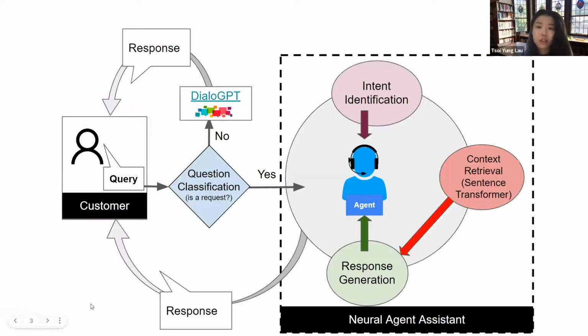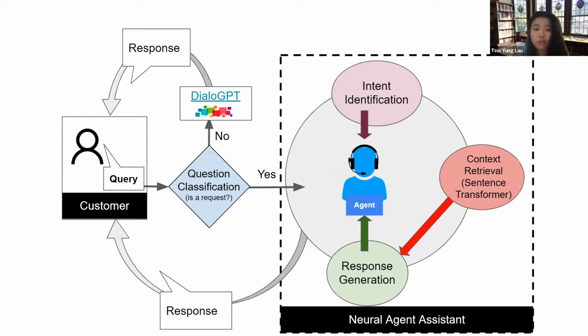So to start off, what exactly is Neural Agent Assistant for customer support? The idea is that we want to have a better understanding of the customer's questions during a conversation. At the same time, as an agent, we want to provide some relevant information from a knowledge base and still be able to generate natural, sensible, and specific responses to the customer. This is broken down into 3 tasks.